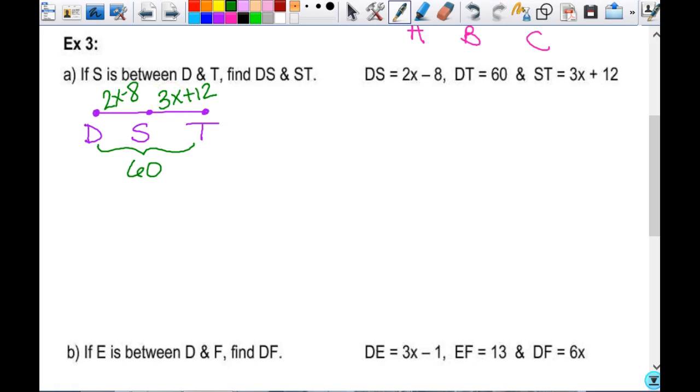But I do have the segment addition postulate that says this piece plus this piece equals the whole thing, right? So is that something I can set up to solve for x? Yeah. Did anybody ask me for x? No. But I've got to find it to find what I want, right?